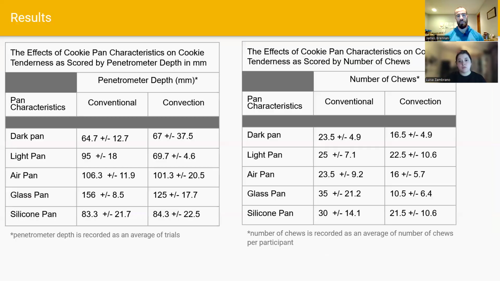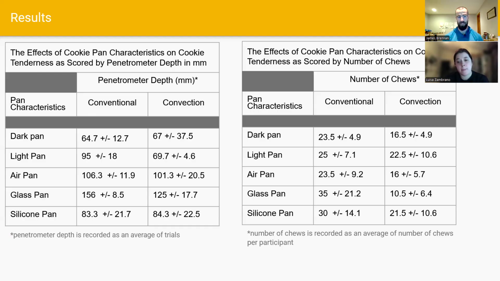And then the next set of data was tenderness, or how soft or under, over, or cooked they were. So the penetrometer was a tool that was used to measure how tender the cookies were, how soft they were. On the left table is the penetrometer depth test. Within that table, there is the column for the conventional, and then the column for the convection. And each of the pans are all the way on the left. You can see what the measurements were for all of the pans within the different oven types.